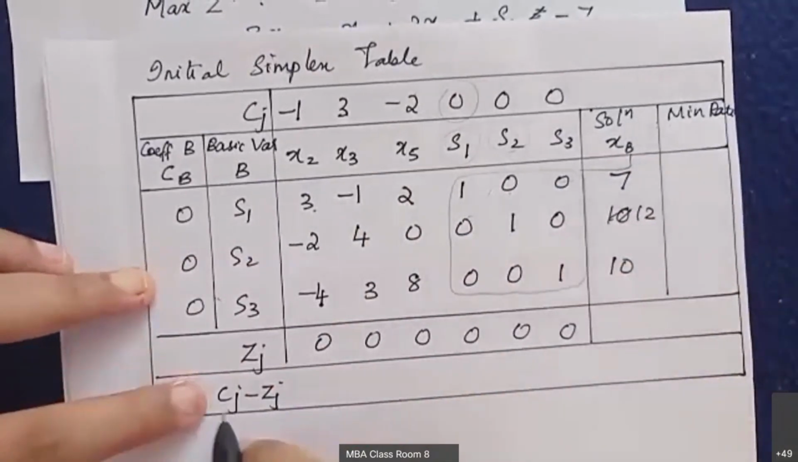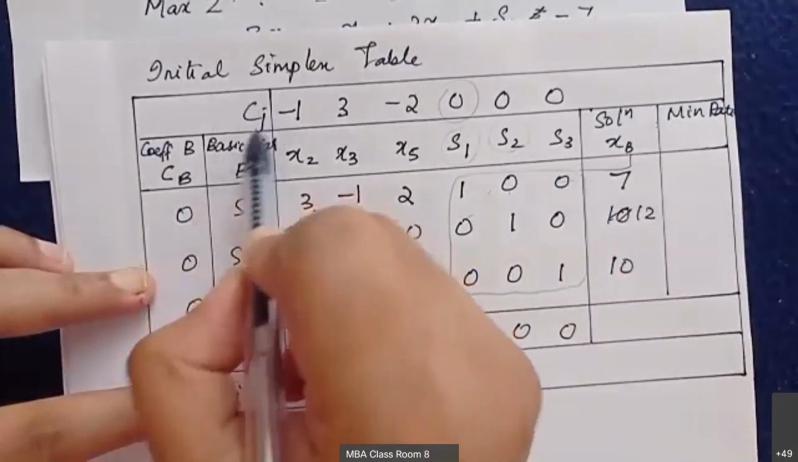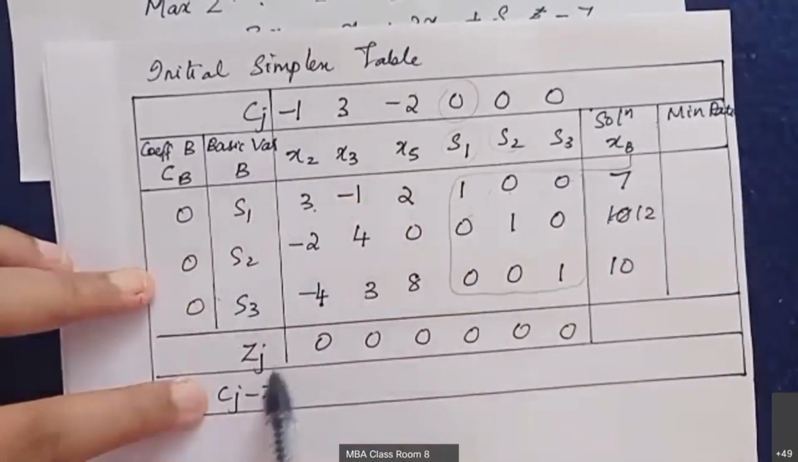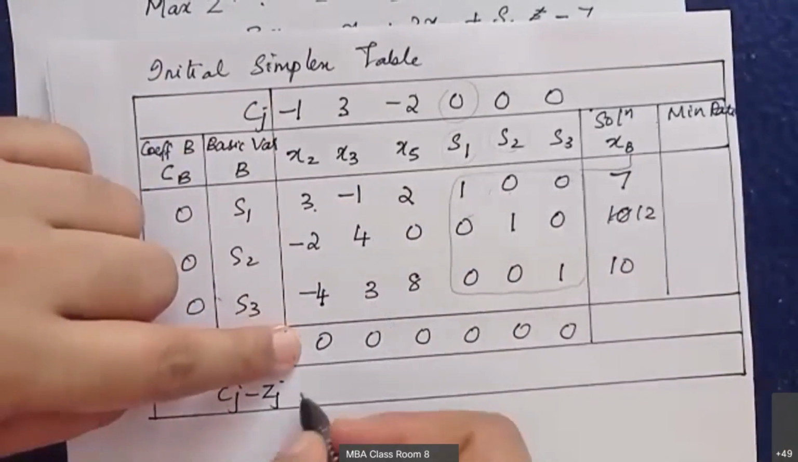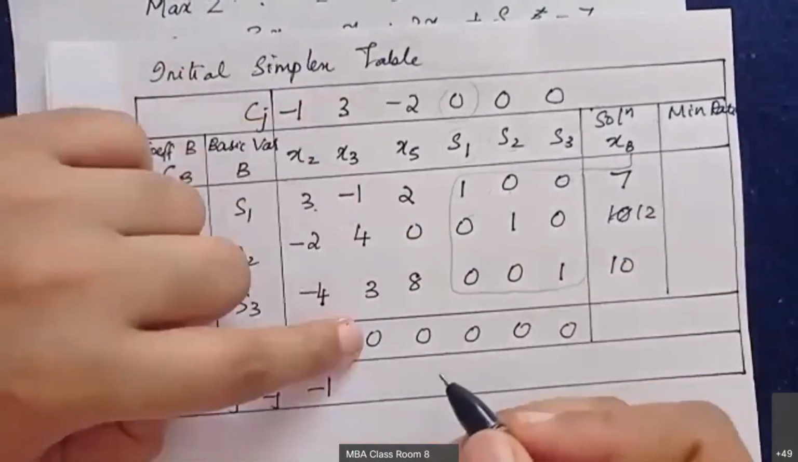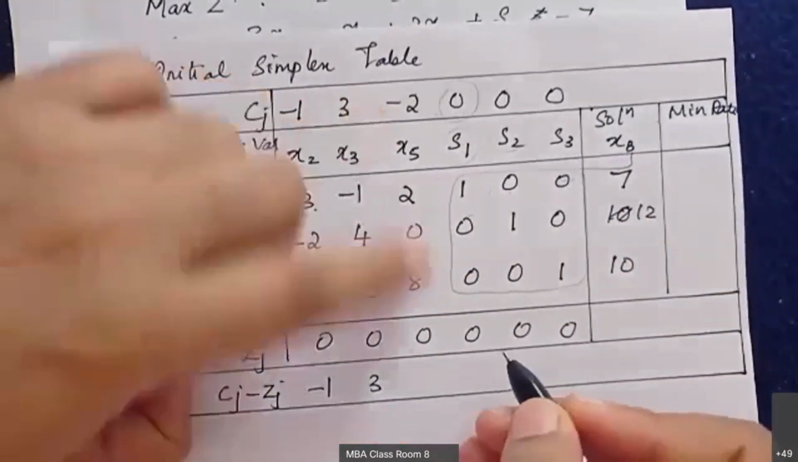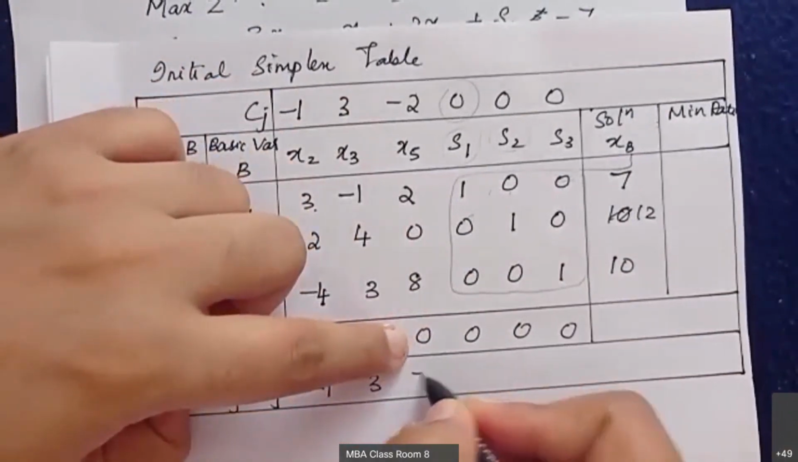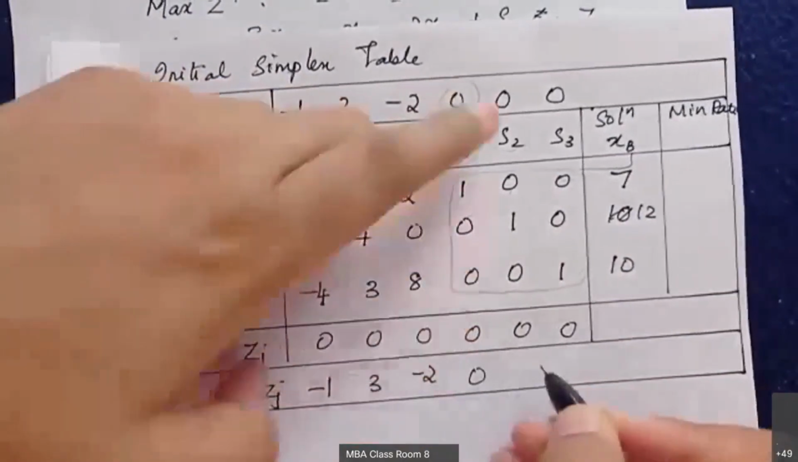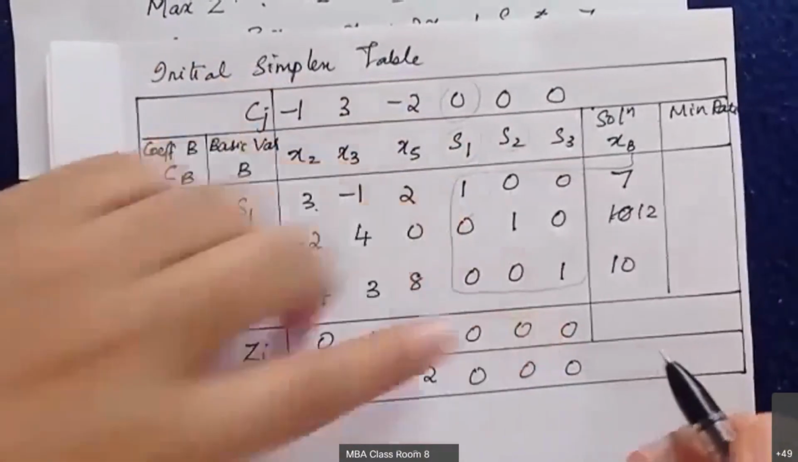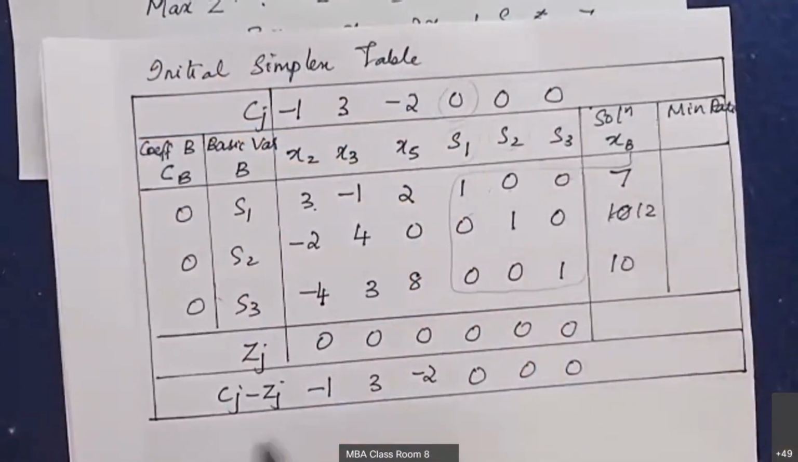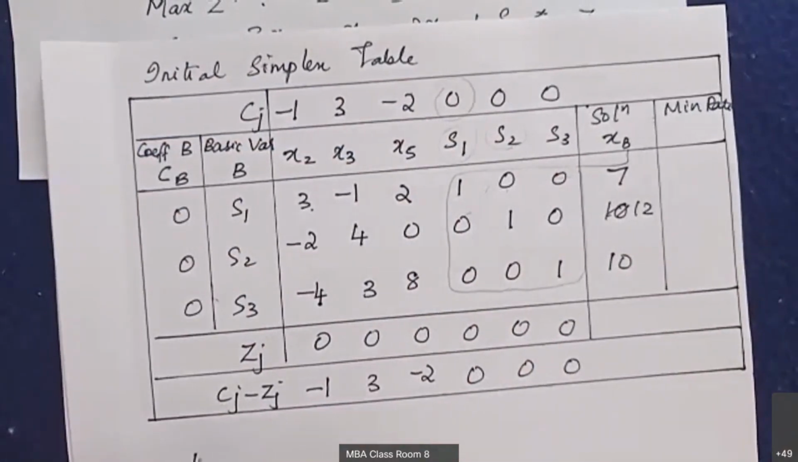Next we have Cj minus Zj. This is our Cj, this is our Zj. Just subtract it. Minus 1 minus 0, that is minus 1. 3 minus 0 is 3. Minus 2 minus 0 is minus 2. 0 minus 0, here 0. Here 0 minus 0, here also 0. Once we have got Cj minus Zj, we have to write what we have.